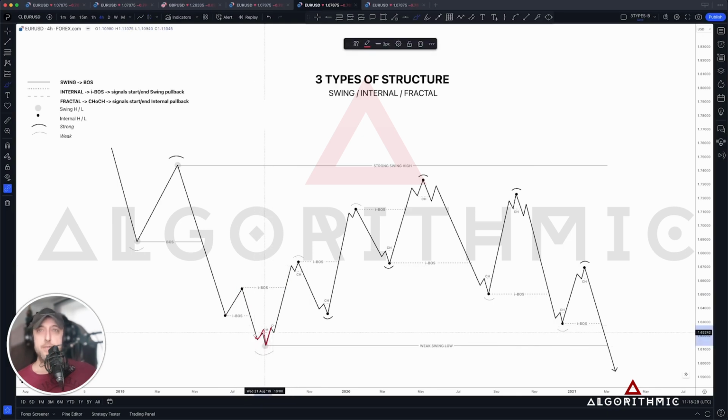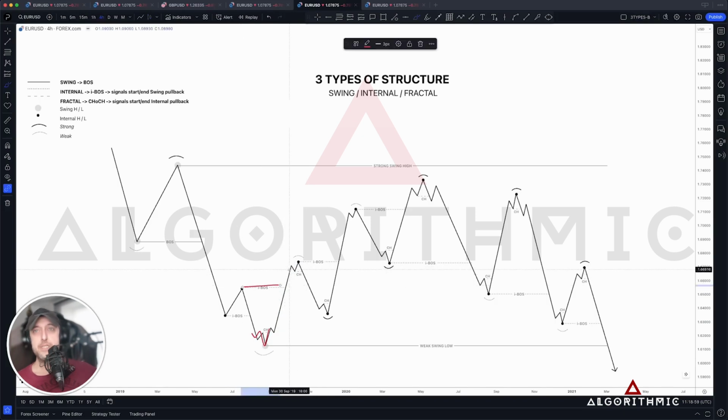Down here, when you get the fractal change of character, when we get the fractal change in trend, which we call the CHOCH, the fractal structure shift is bullish. We cannot say with high confidence that the swing pullback is starting, but we can say at least the internal pullback is starting. This is the first sign that there's an internal reversal. Okay, so then we can get the bullish IBOS.